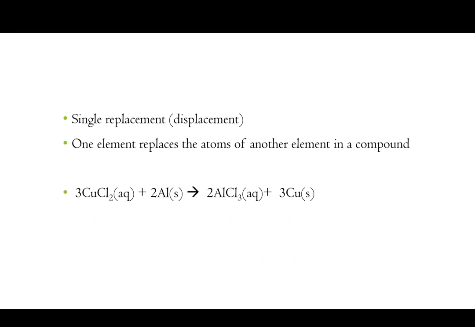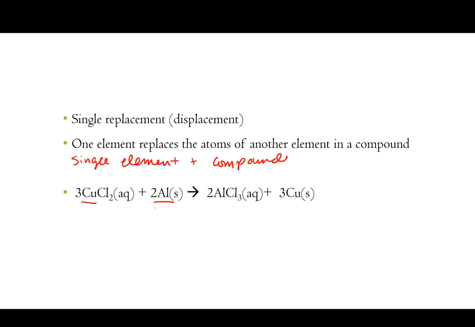In a single replacement reaction, sometimes called a single displacement reaction, one element replaces the atoms of another element in a compound. So with a single replacement, you're always going to have a single element plus a compound as your reactants. So in this case, I have my compounds copper chloride and my single element is aluminum.